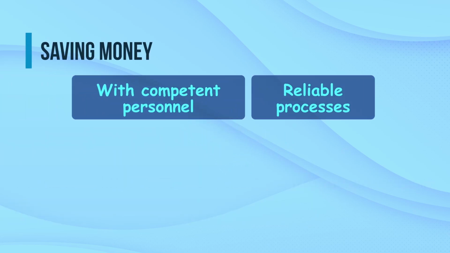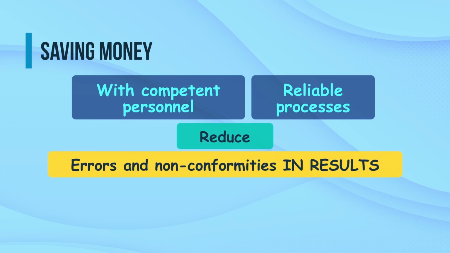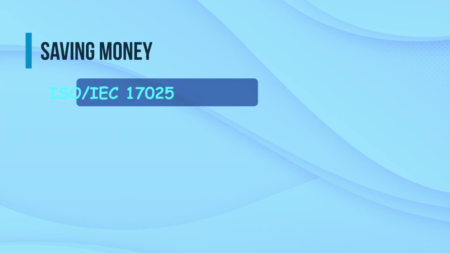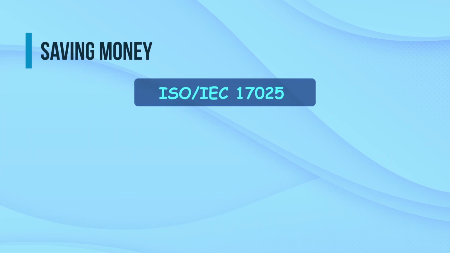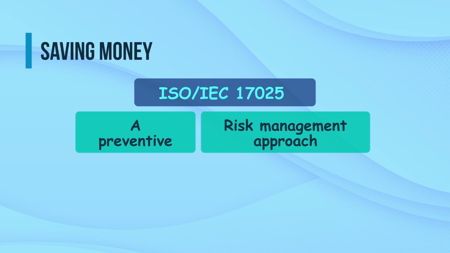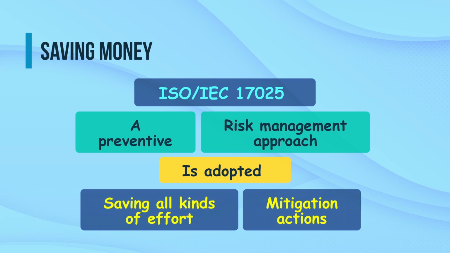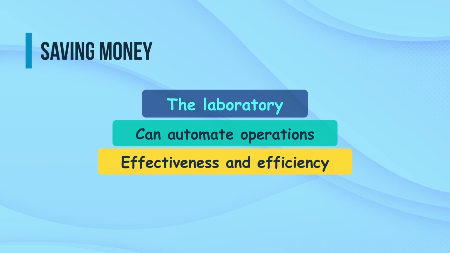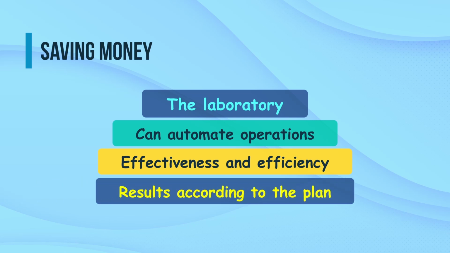With competent personnel and reliable processes, the laboratory will significantly reduce errors and nonconformities in results, avoiding rework, amendments, and changes that require new investments of time and money. Through an ISO/IEC 17025 management system, a preventive and risk management approach is adopted to address adverse events before they occur, saving all kinds of effort and mitigation actions. Under this standard, the laboratory can automate operations through procedures that ensure effectiveness and efficiency in processes to generate results according to the plan.